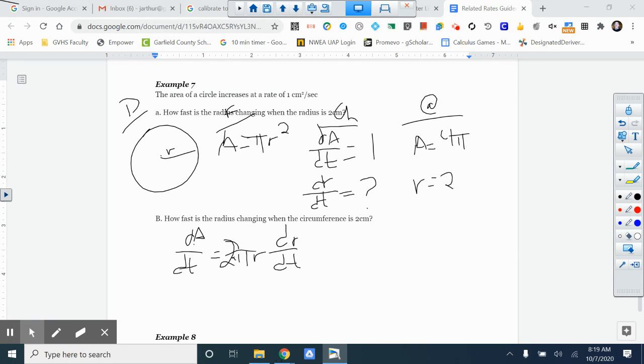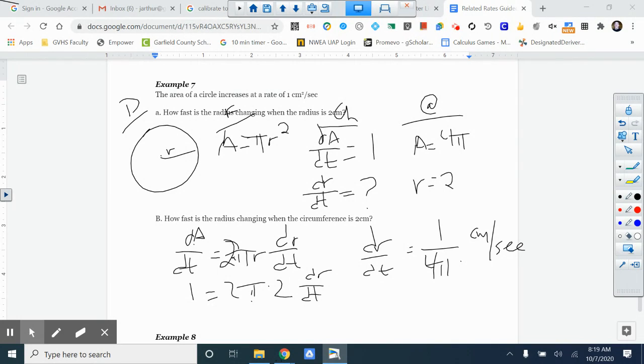So same derivative as before. 1 equals 2 pi 20. So dr dt is, what'd you get? Yep, centimeters per second. Fantastic. Questions? Okay, really easy when the problem is exactly like the example. But not exactly though, because this time you were given dA dt instead of dr dt.